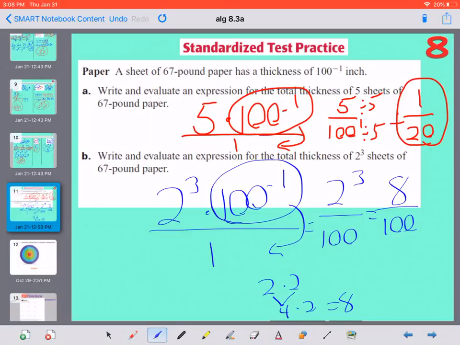Both of those we could take 2 out of. Or we could actually take 4 out of them. 8 divided by 4 gives us 2. 100 divided by 4 gives us 25.